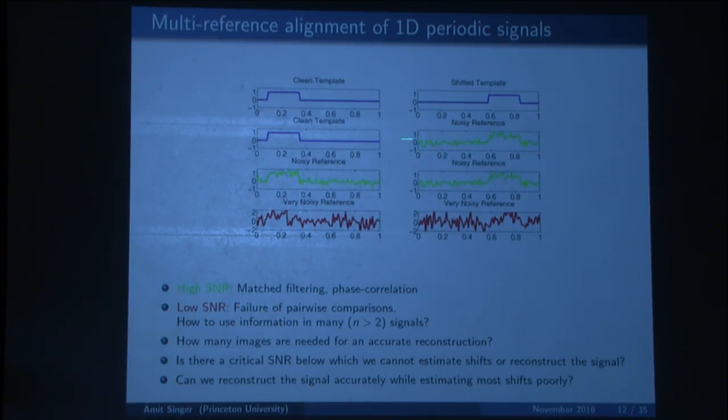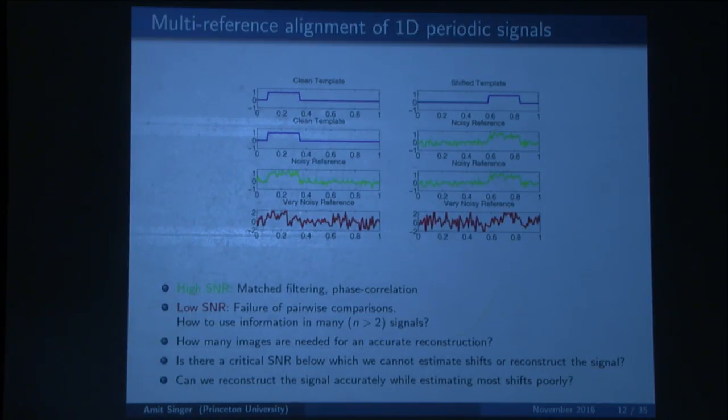If you have a noisy reference and you have the clean template, you can do matched filtering, just doing correlation and find the shift. Problems become more interesting, like in the cryo-EM problem, where you only see noisy references. You don't have the clean template, you want to estimate it. If noise is not too bad, still by correlation you can find the shift and then average. But the really interesting regime is when noise is very high, the SNR is very low. And so this is what you see here in the red scenario.